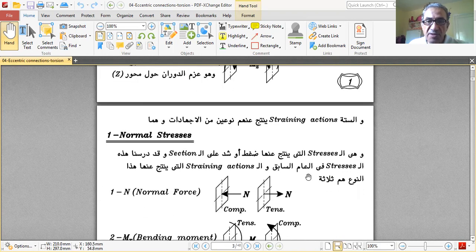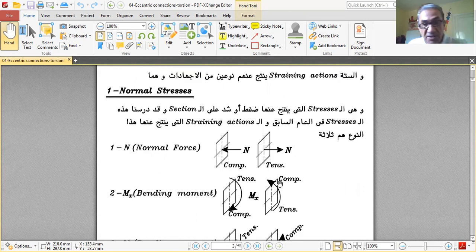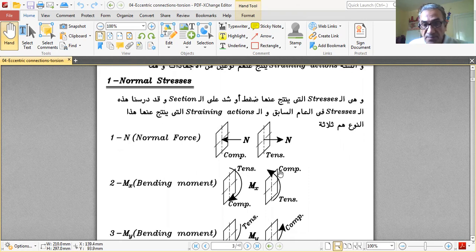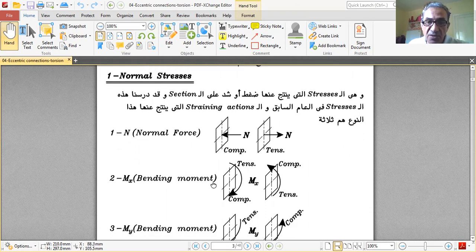Due to these straining actions, 2 kinds of stresses are generated: one is normal stress and the other is shear stress. The normal stresses are either tension or compression in the section, and they are produced by the normal force, bending Mx, and bending My. These are the straining actions that cause normal stresses, either positive or negative, either tension or compression.